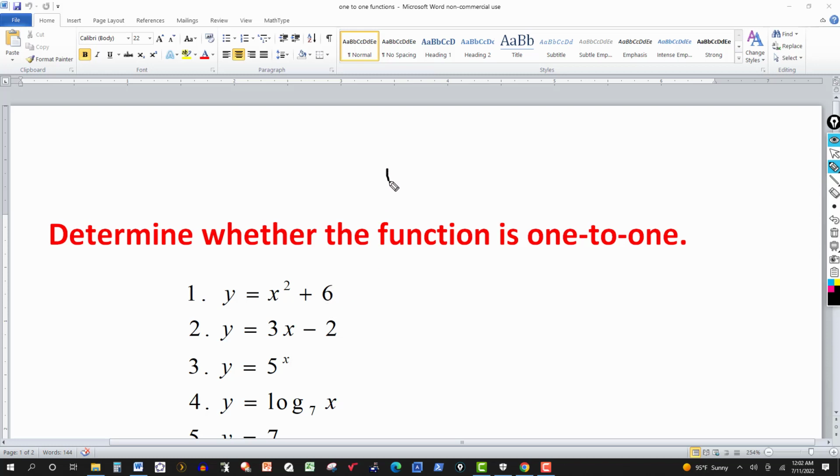It's still going to have this shape. So it's going to fail the horizontal line test. Okay, it is a function, but it's not one-to-one. So for this one, we say no, not one-to-one.